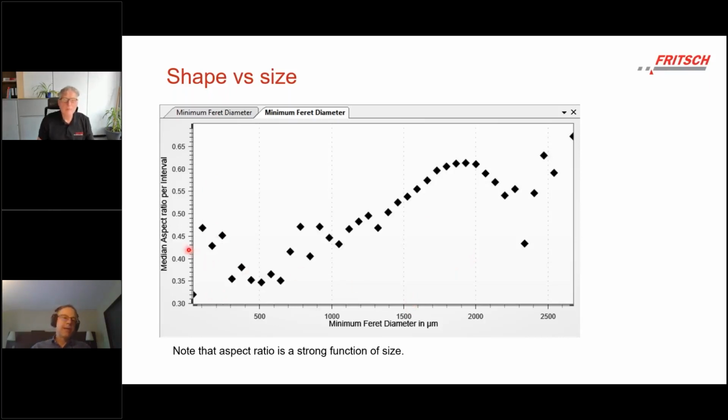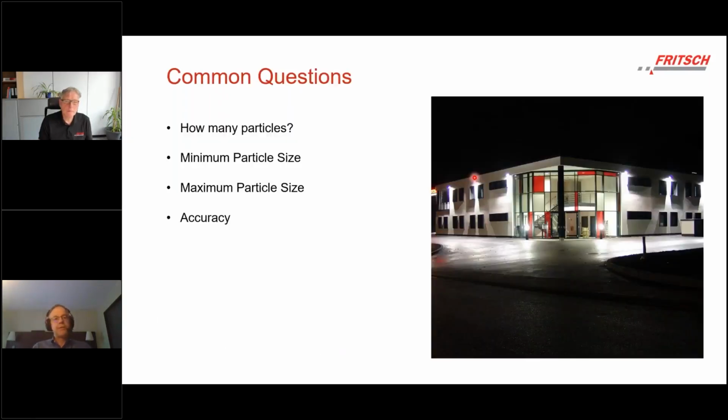On the left, I have the aspect ratio for each size interval, and then the minimum Feret diameter. And you can see that the aspect ratio is lower for these fine particles compared to the larger particles. And so that may give you some further information about how they're generated. It certainly is useful to know kind of what you're up against, and shows one of the options with this kind of data. I don't have much left.